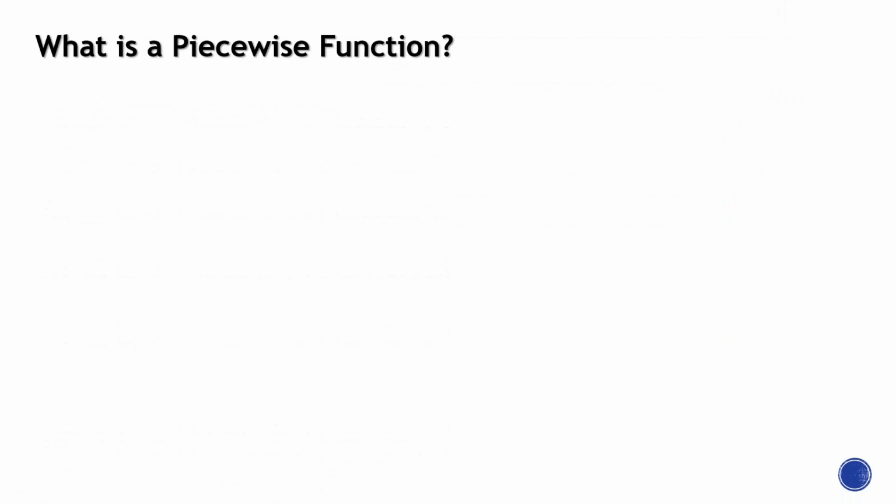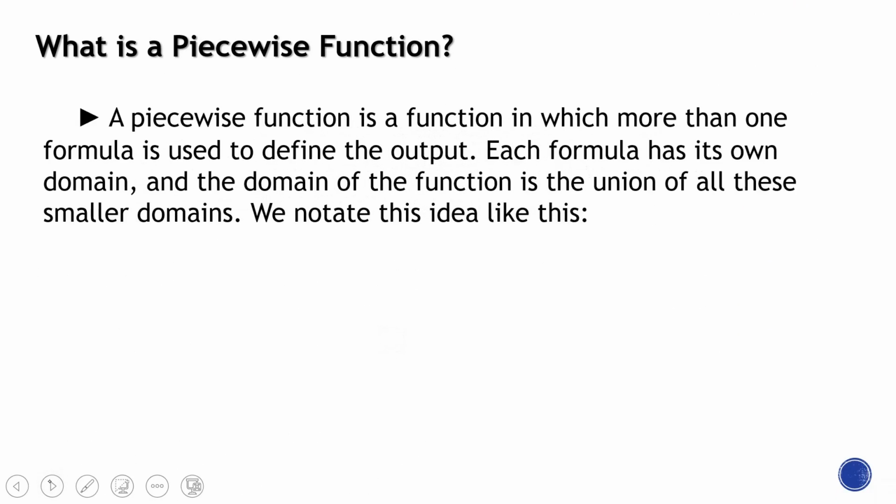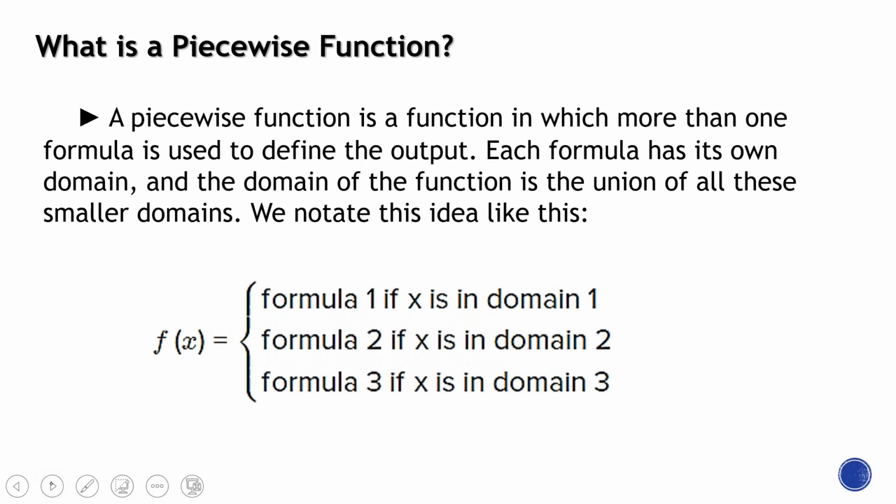Let's begin with the definition. A piecewise function is a function in which more than one formula is used to define the output. Each formula has its own domain, and the domain of the function is the union of all these smaller domains. We notate this idea like this. So for every formula that we have, there is a corresponding domain. Okay, now let's go to the examples.